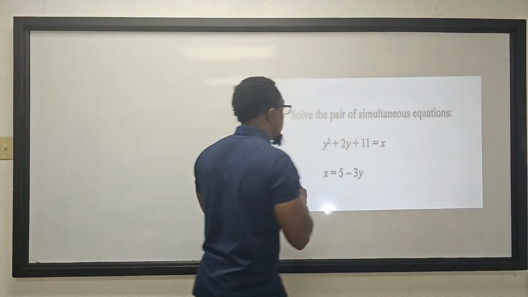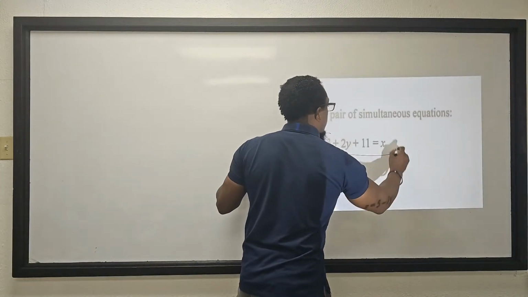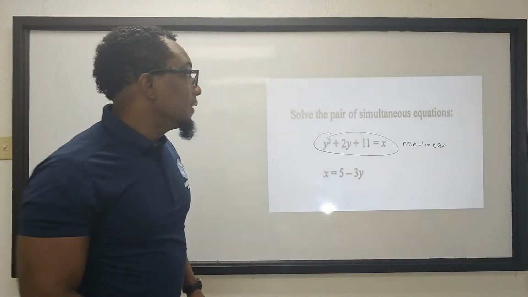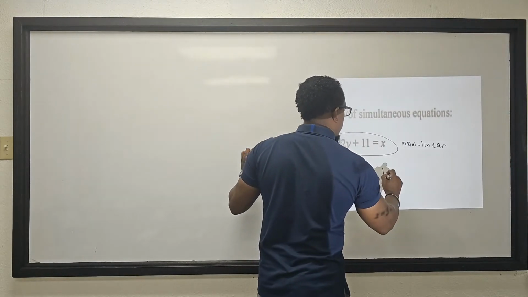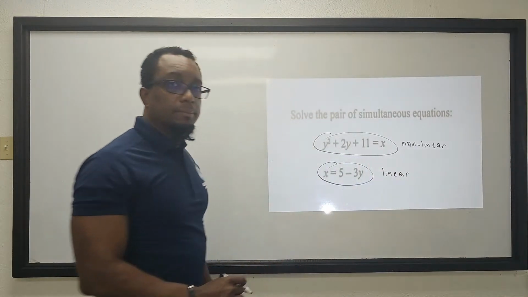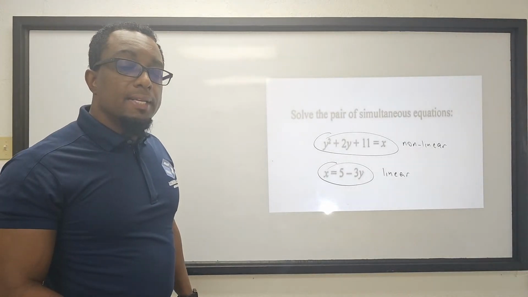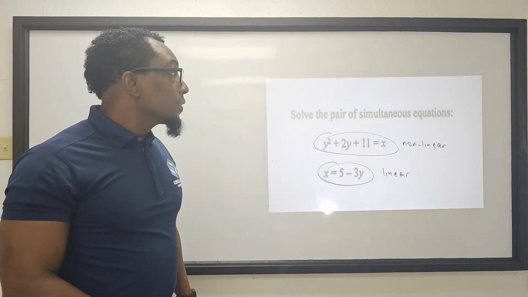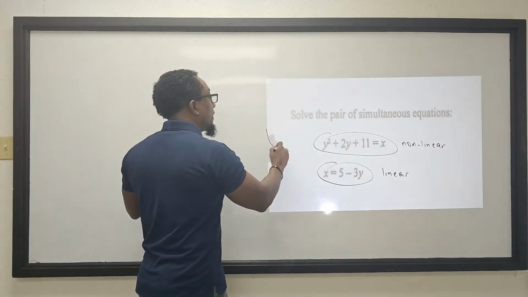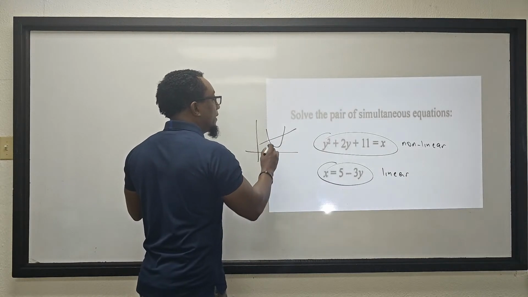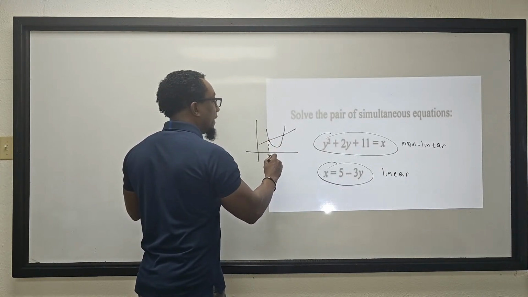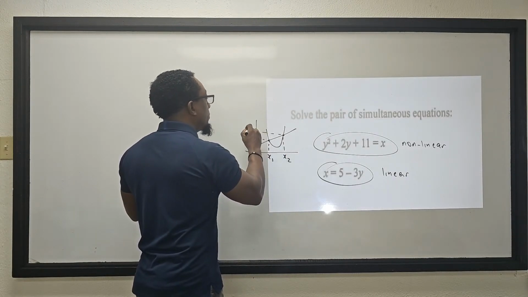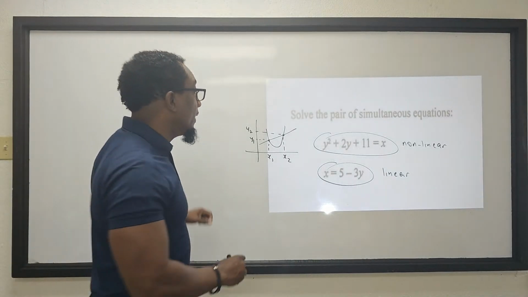So this is a non-linear equation, and this here is your linear equation. So let's solve the non-linear and linear equation simultaneously. It means that we're going to get two solutions, because the non-linear is normally a curve, the linear is a line, and they both will meet at a common point. So you're going to get two values of x and two corresponding values of y. So we expect to get 2 points of intersection.